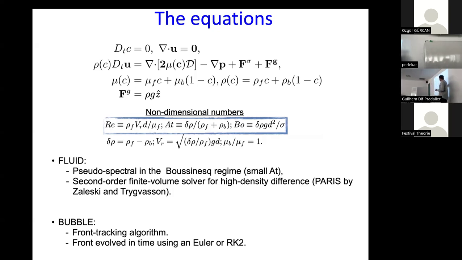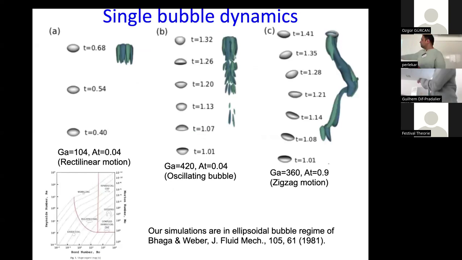There are two regimes in which we work. One is, like good physicists, we make the Boussinesq approximation and do a pseudo-spectral solution of the Navier-Stokes equation. And for high density difference, we use Paris, which is a code by Zaleski and Tryggvason, which is a finite volume code. And for bubbles, we use a front tracking algorithm. So these are fronts which are moving through the fluid. And this is fairly standard. And this is what the picture looks like.